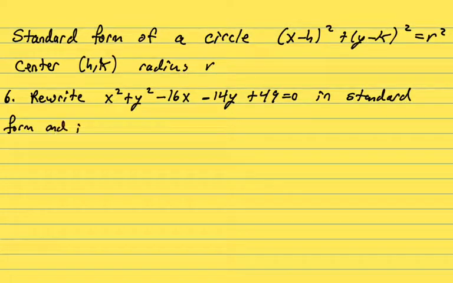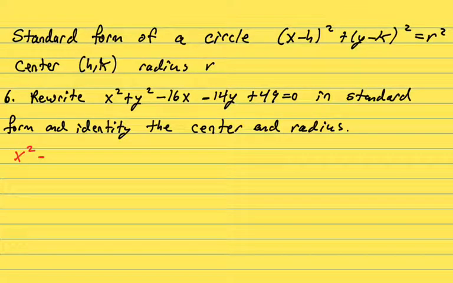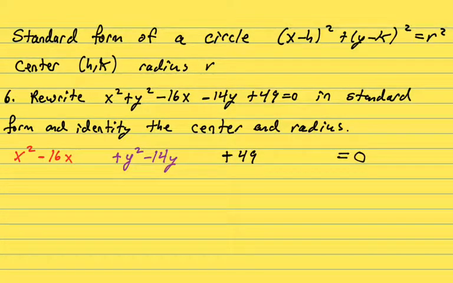And then we'll identify what the center and the radius are. Okay. So what we're going to do is group the x terms together and the y terms together. So x squared minus 16x, we're going to leave a little bit of room. And then we're going to group the y terms, y squared and minus 14y, and leave some room. Then we'll put the 49, leave a little bit of room, and then we're going to say equals 0.